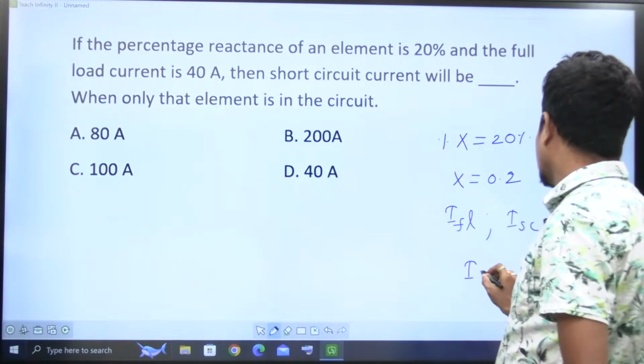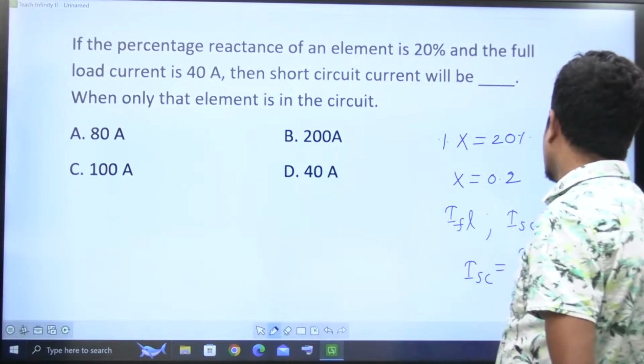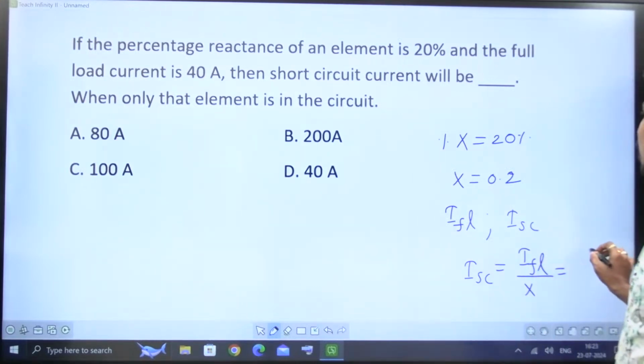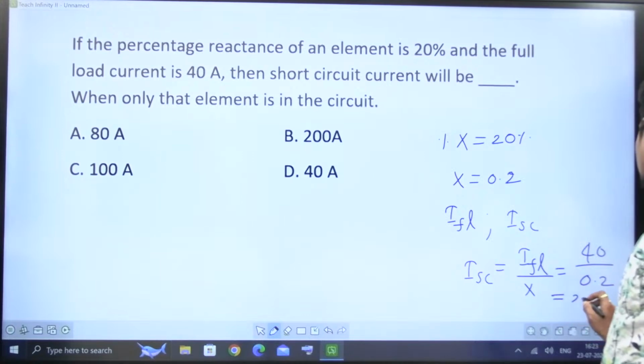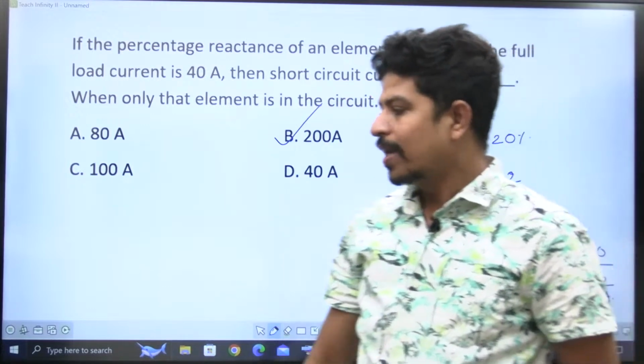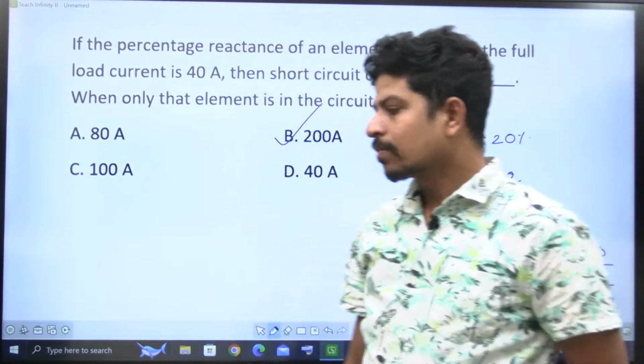The short circuit current is equal to full load current divided by the per unit reactance. That is 40 divided by 0.2, which is 400 by 2. In fact, this is 200 amperes. Option B, that is 200 amperes, right?